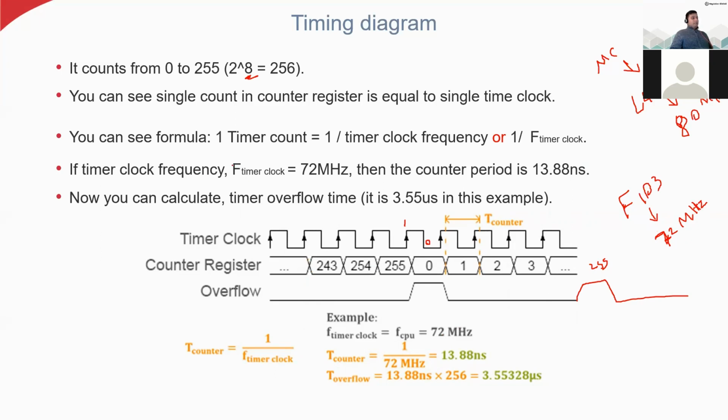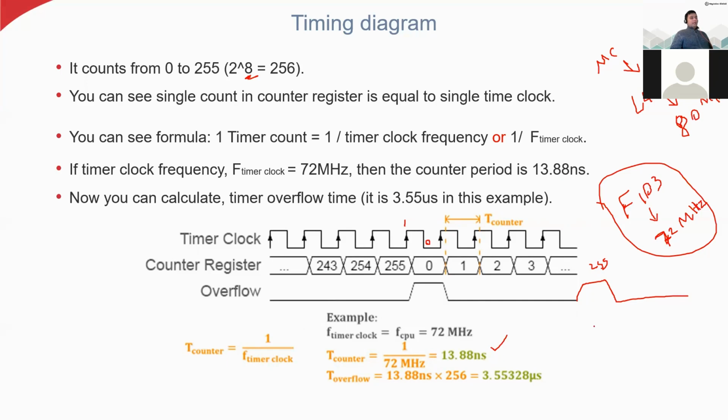So we can call this F timer clock. It indicates the timer clock frequency. Here in this example we are talking about this microcontroller, where the maximum timer clock frequency is 72 megahertz. Then the counter period is 13.88 nanoseconds. How did I get this value? Here you can see the formula. The time period of the counter is equal to 1 divided by the clock frequency, that is the system clock. So 1 divided by 72 megahertz is going to be 13.88 nanoseconds.